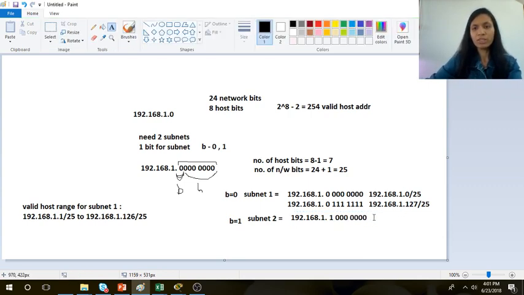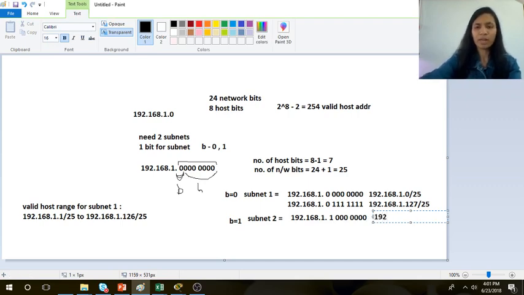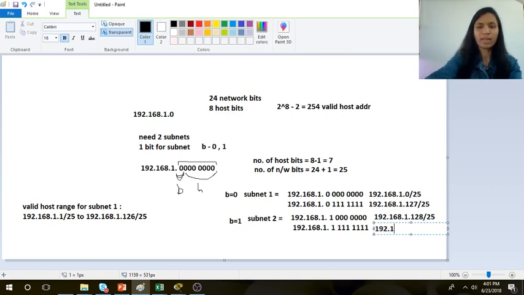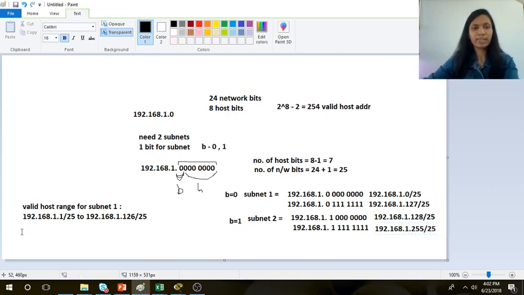This is going to give you the address in dotted decimal format as 192.168.1.128/25, and you will get the broadcast address when you put all of the host bits to be equal to all ones. This is the broadcast address, so that when converted to decimal will give you 192.168.1.255/25.